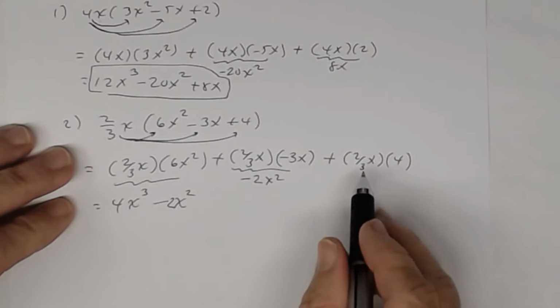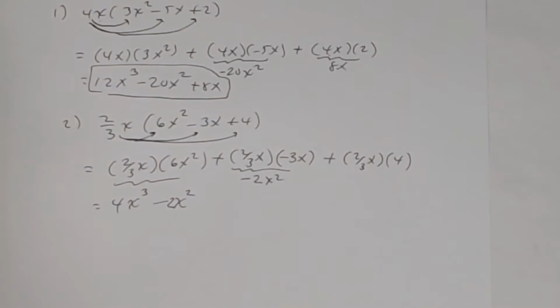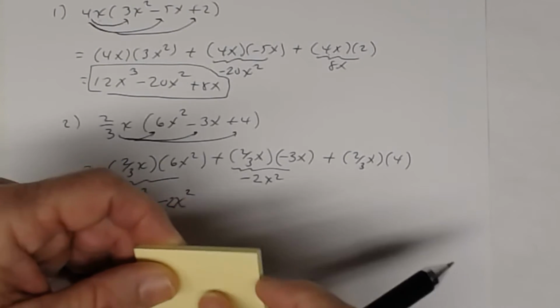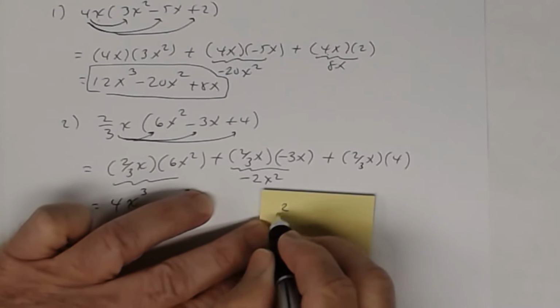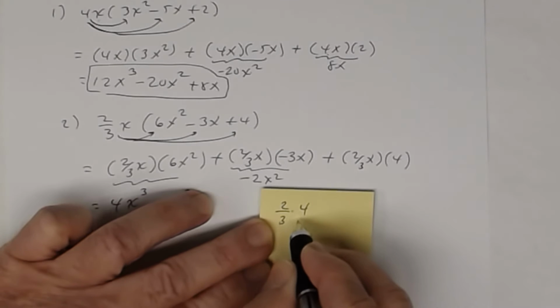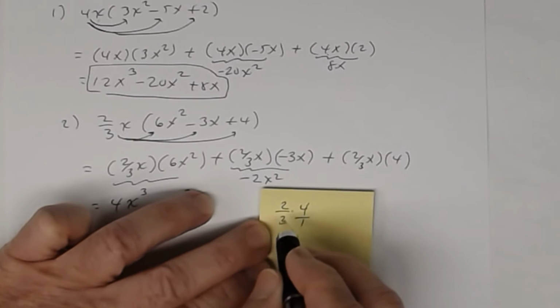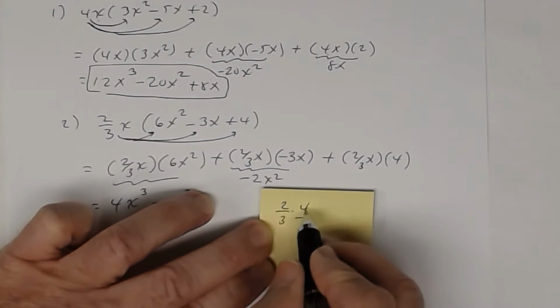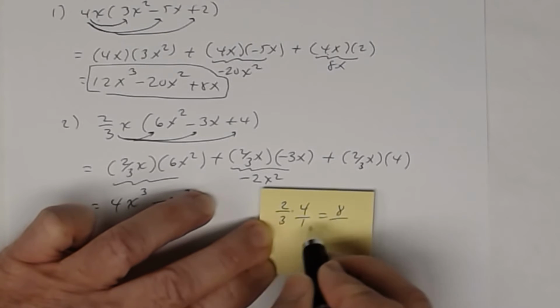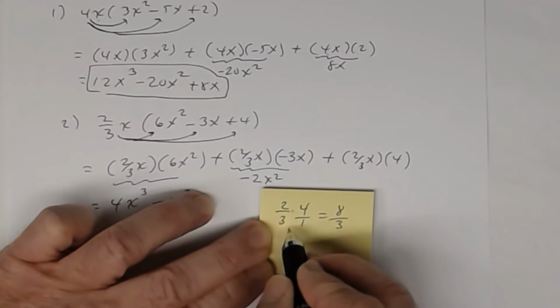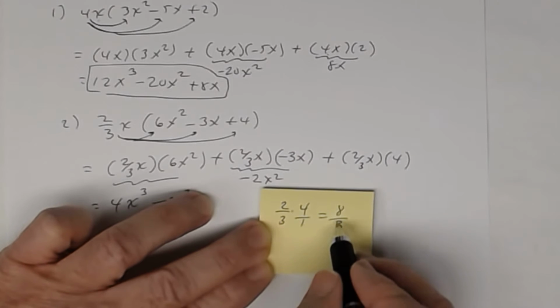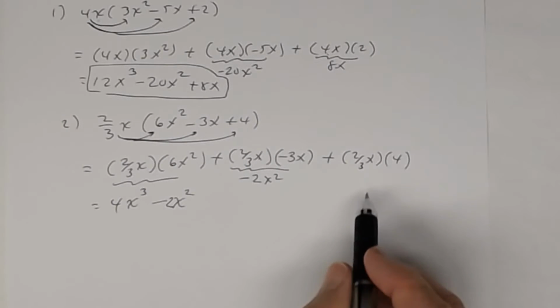Okay? Over here, I have 2/3 times 4. So let's think about what this is. I'm going to write 4 as 4 divided by 1. I cannot reduce. I'm going to multiply the numerators together. 2 times 4 is 8, and then 3 times 1 is 3. So the product of the denominators is 3. So I got 8/3. So that's going to be 8/3 x.